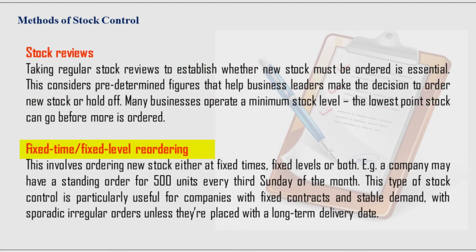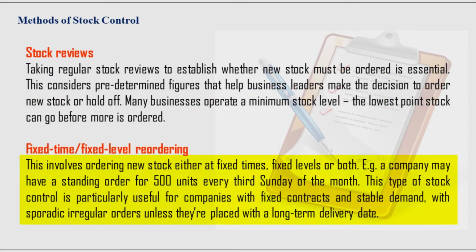Fixed time or fixed level reordering. This involves ordering new stock either at fixed times, fixed levels, or both. Example, a company may have a standing order for 500 units every third Sunday of the month. This type of stock control is particularly useful for companies with fixed contracts and stable demands, with sporadic, irregular orders unless they are placed with a long-term delivery date.